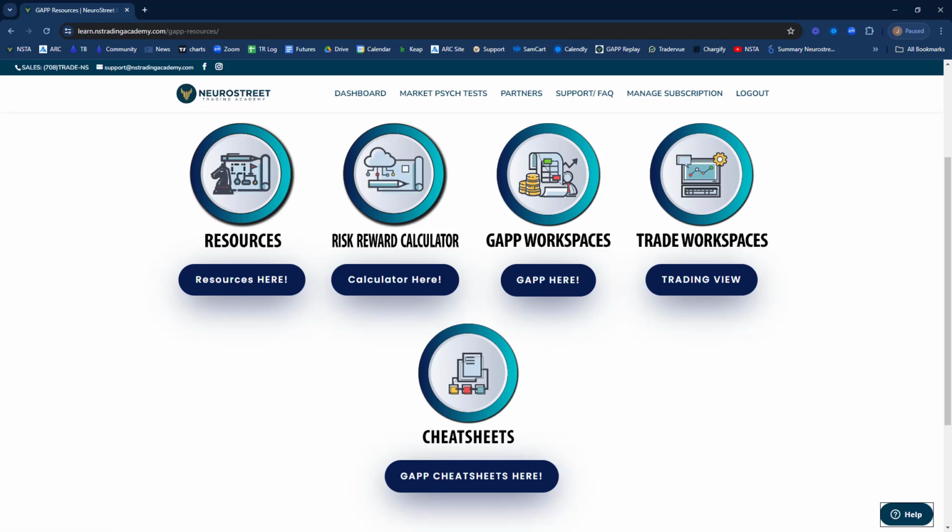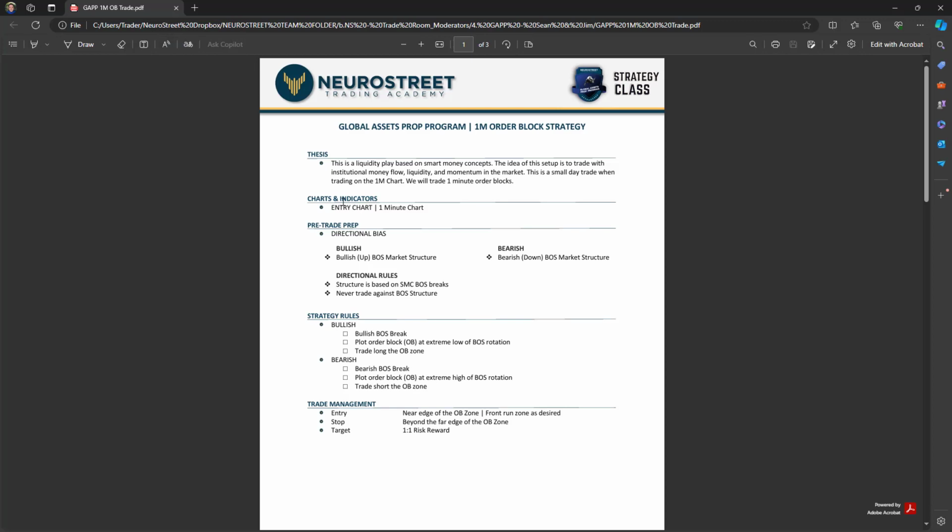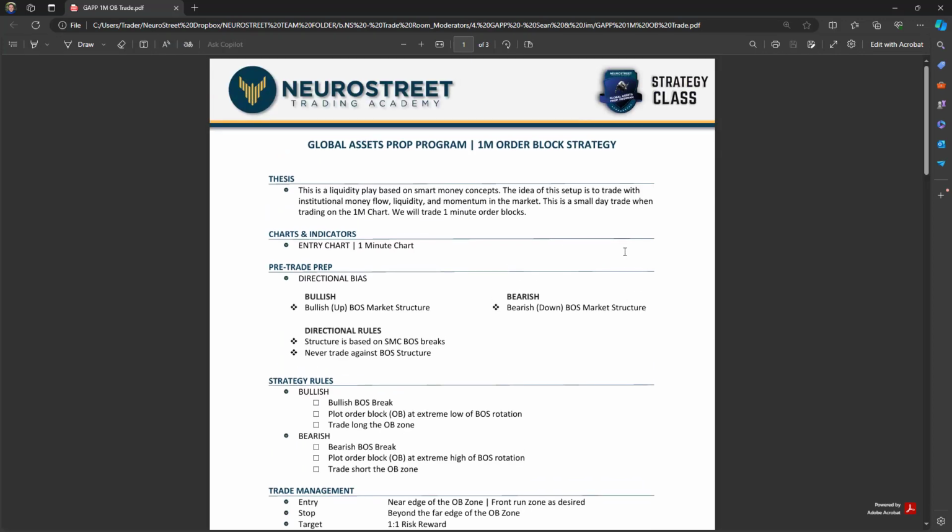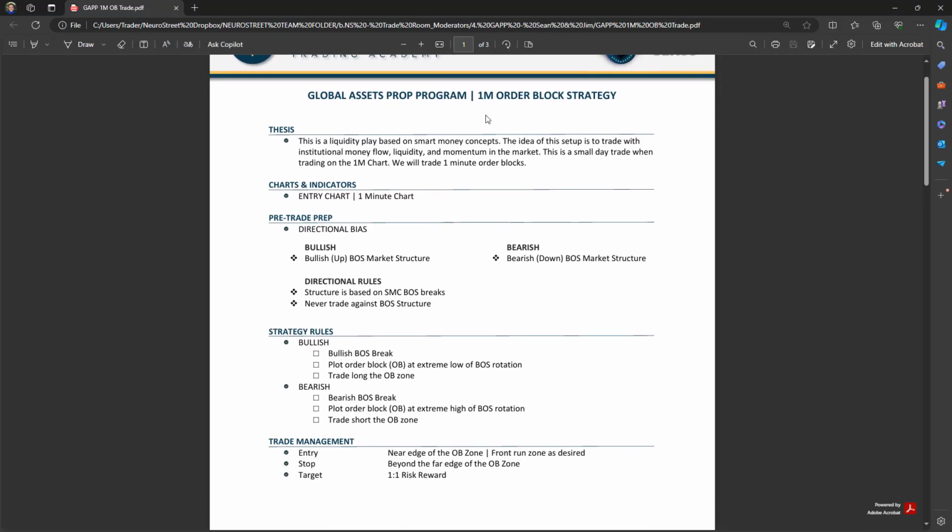These are gold. We have rules-based trading cheat sheets built out for every strategy that we trade. One example that I'll pull up here is our 1-minute order block strategy. We have one of these on all of the strategies that we trade, and there's about a dozen of these in there. So great resources, and continuously building as we go, of course.